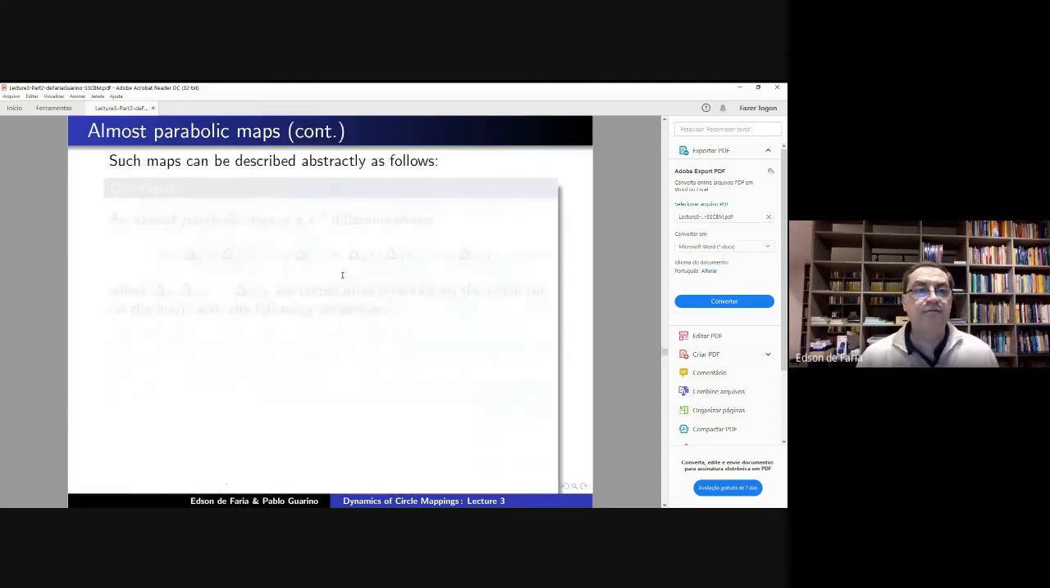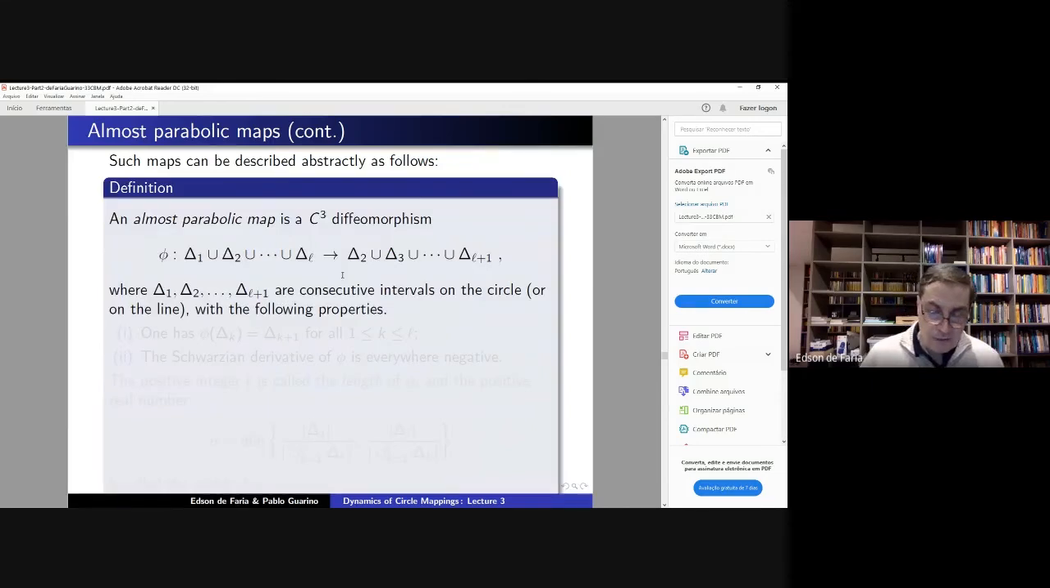So here's the abstract definition of an almost parabolic map. An almost parabolic map is a C^3 diffeomorphism on the line or on the circle defined on a union of consecutive intervals, delta_1, delta_2, and so on.